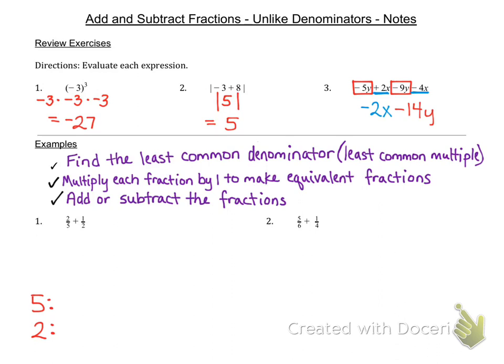Now I'm going to list all the multiples of 5. So the way that I find the multiples of 5 is I'm going to start with 5 times 1, which is 5. 5 times 2 is 10. 5 times 3 is 15. 5 times 4 is 20. We could keep going on, but I'm going to move on to 2 now.